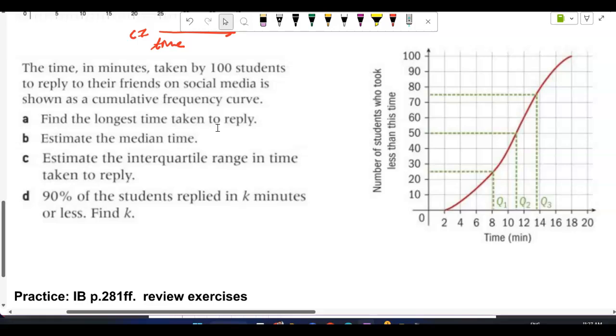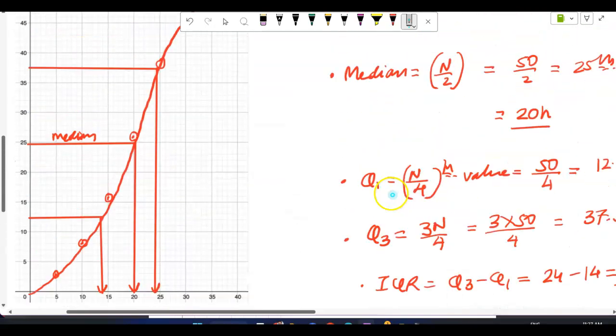I don't understand how to find this. Wait, the time in minutes taken by 100 students to reply to their friends is shown. The time taken. So this is the time and this is the number of students who took less. They have given all your time. And the number of students who took less than that time. So why would you put that against that time when it's less than that? So this is less than that.